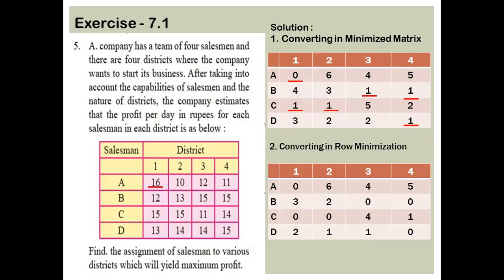Now after this, you have to complete the sum as an assignment. I hope you all know how to continue the sum. Convert it in column minimization. Then before drawing the lines, check whether each row and each column is having at least one zero. If the number of lines are equal to the number of rows and columns, you can allocate the jobs and then find the final answer for this particular problem.